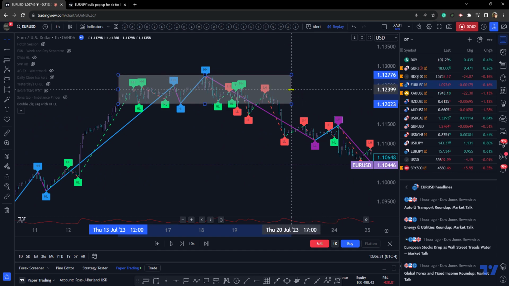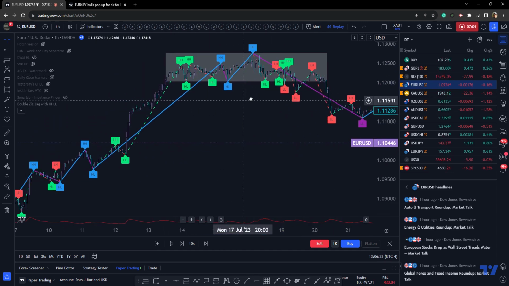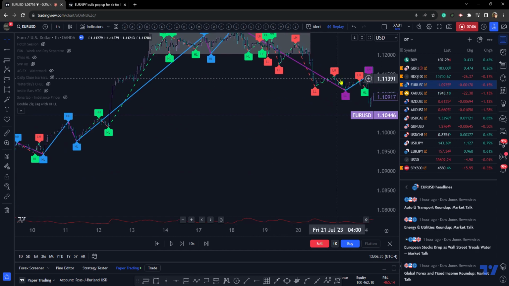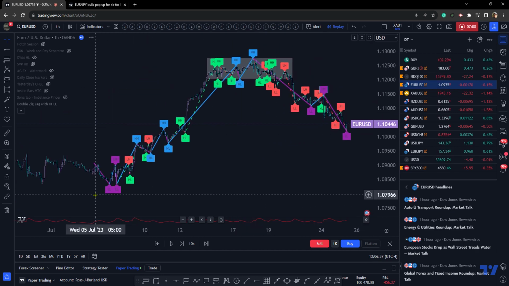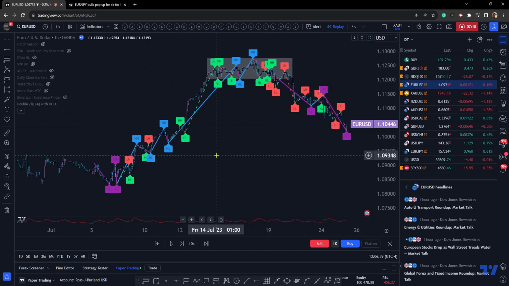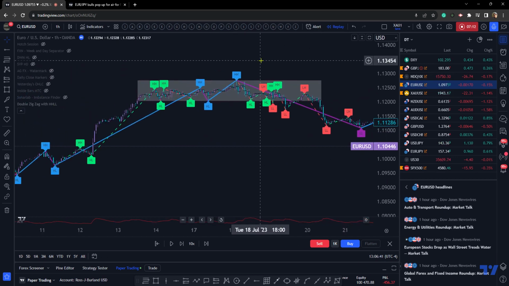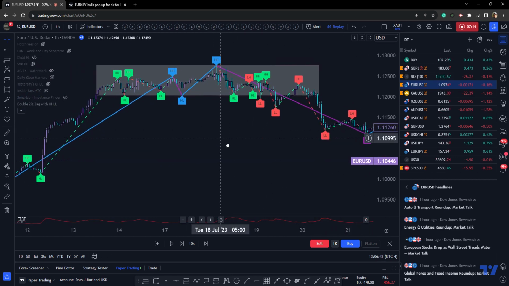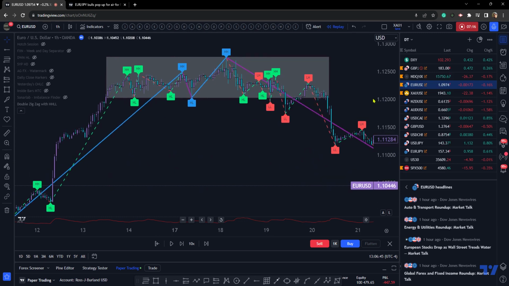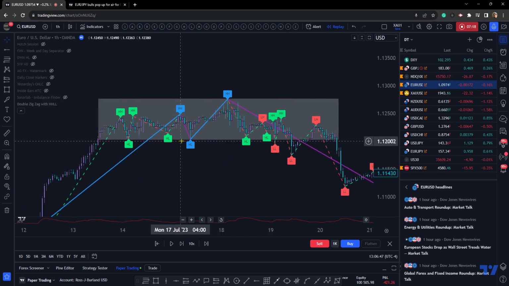And what I'm looking for is an opportunity to sell, and I want to sell into all of that length. So at what point am I going to consider the market broken down? Well, I'm going to consider the market broken down at this point here. This point here is the highest low before the highest high.